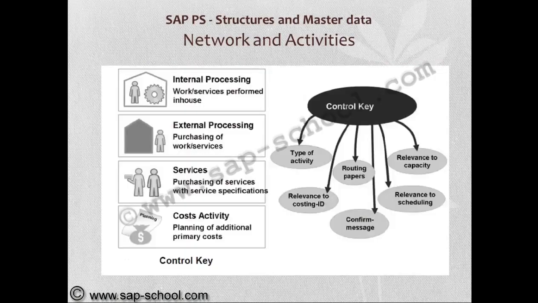Here we can see the control key controls the type of activity, relevance to costing, routing papers, confirmation messages, relevance to scheduling, relevance to capacity. So these will influence the internal processing which is going to be performed in-house, external processing, and services cost activity.